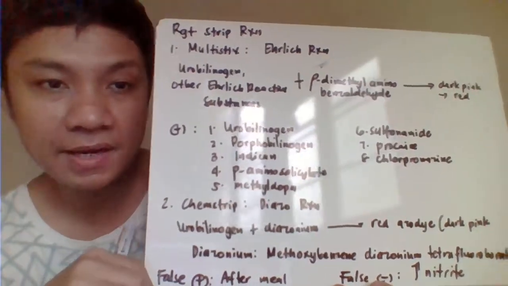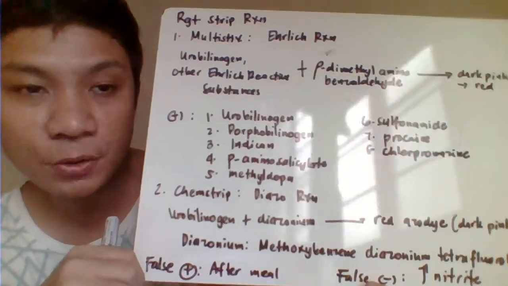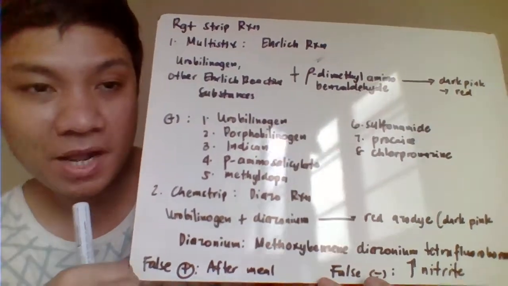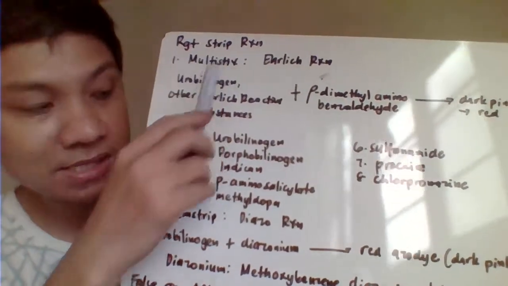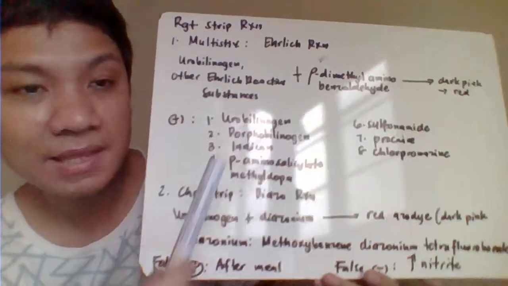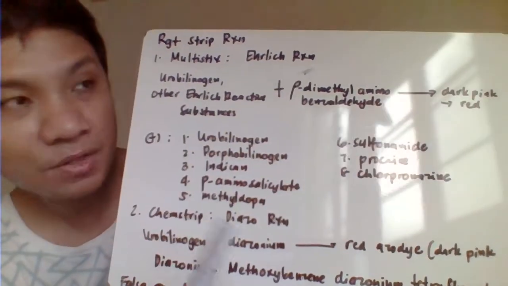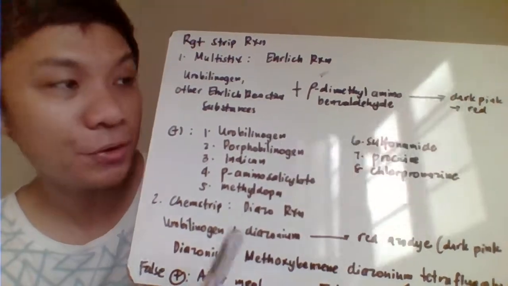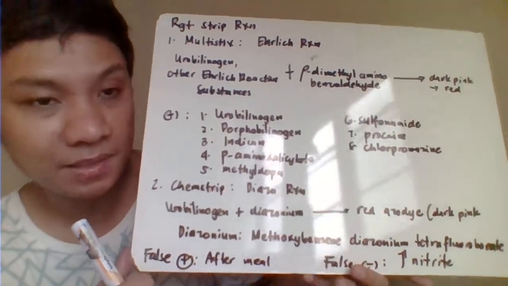Okay, we have here the reagent test pads, principle for your test for the urobilinogen. So we have here two test brands. So we try to measure here your urobilinogen. One is your Multistix, the other one is your Chemstrip. Okay, the Multistix na test brand, try to utilize the principle of your Ehrlich's reaction. So this test pad try to detect here your urobilinogen and other Ehrlich's reactive substances.